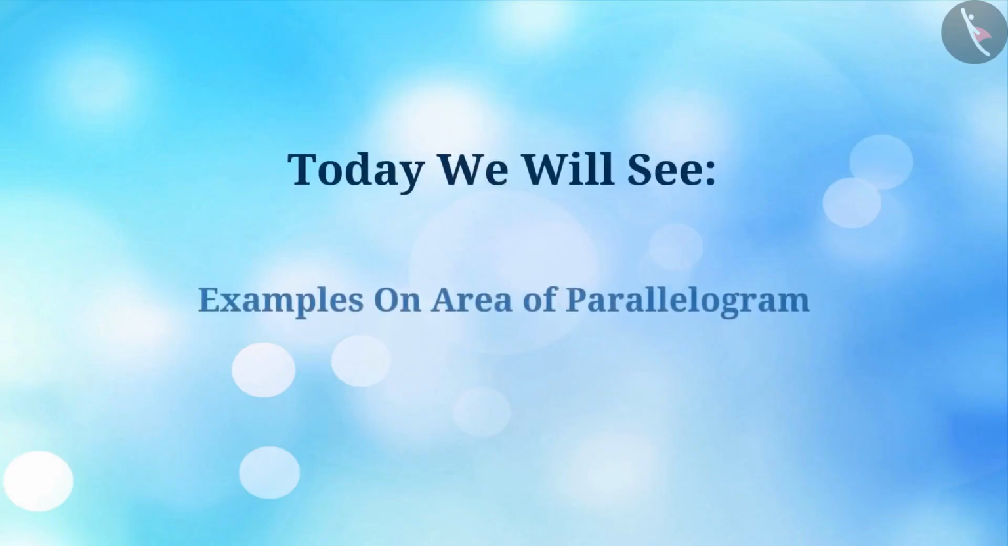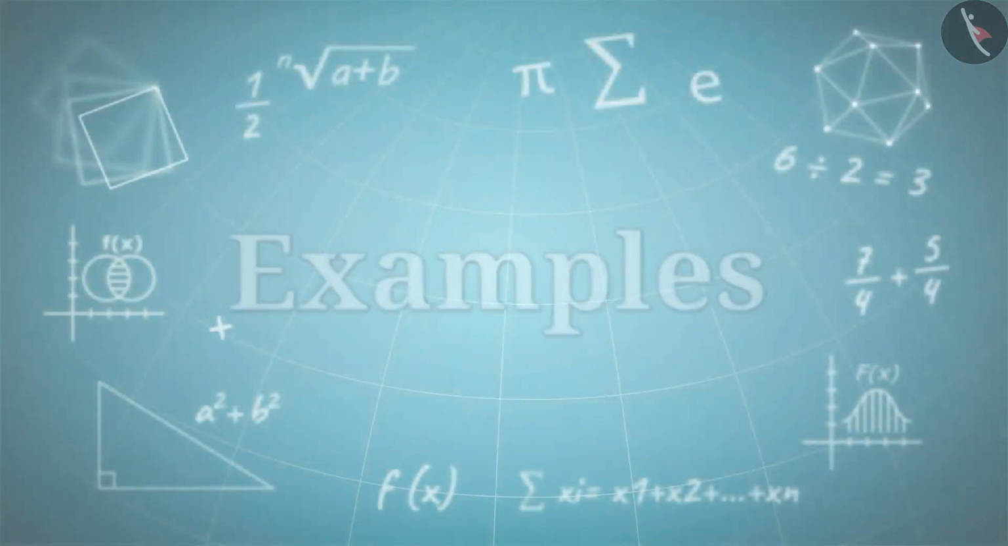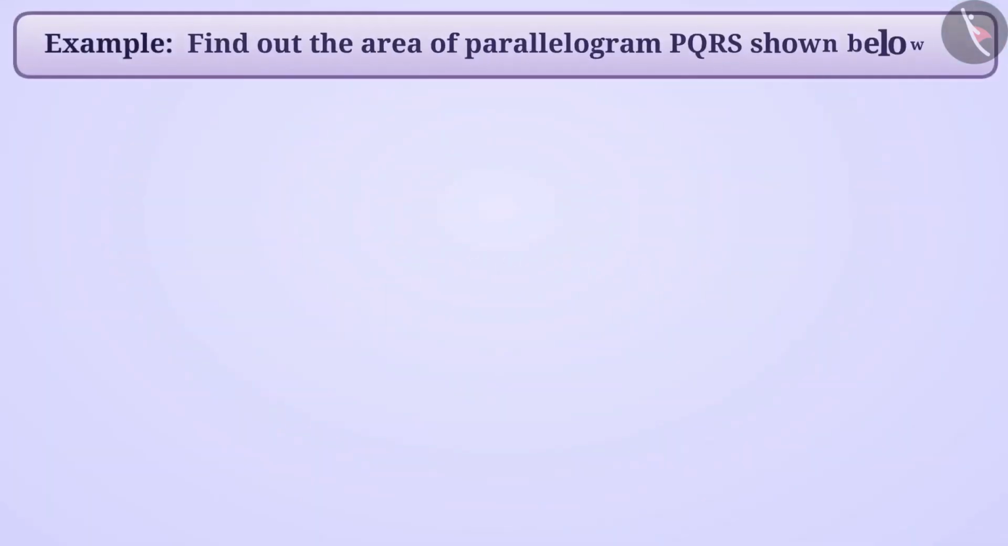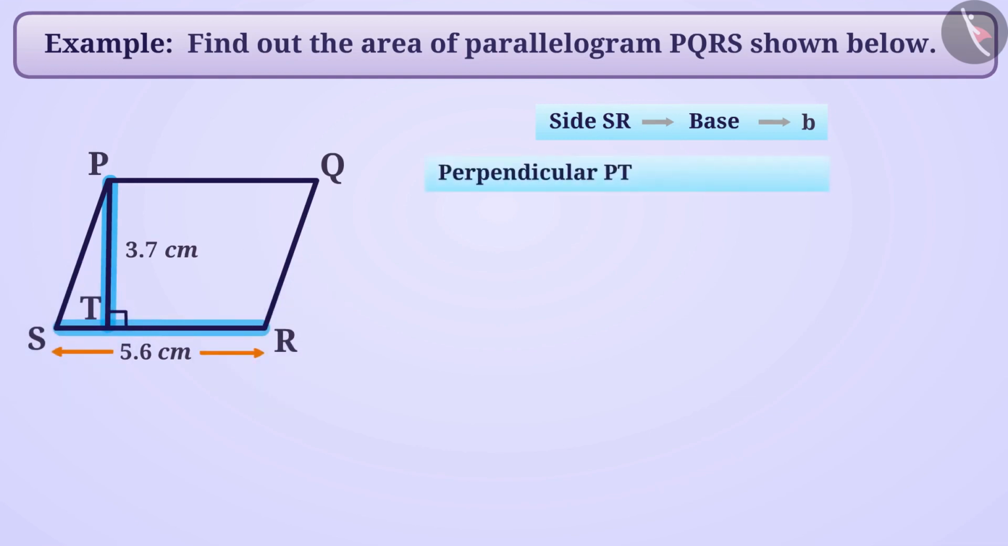Today we will see examples on area of parallelogram. Find out the area of parallelogram PQRS shown below. In the given parallelogram PQRS, perpendicular PT is drawn from the opposite vertex P on side SR. Therefore, here we consider side SR as base. The perpendicular drawn on the base from the opposite vertex is called the height of the parallelogram. Therefore, perpendicular PT is the height of parallelogram PQRS.